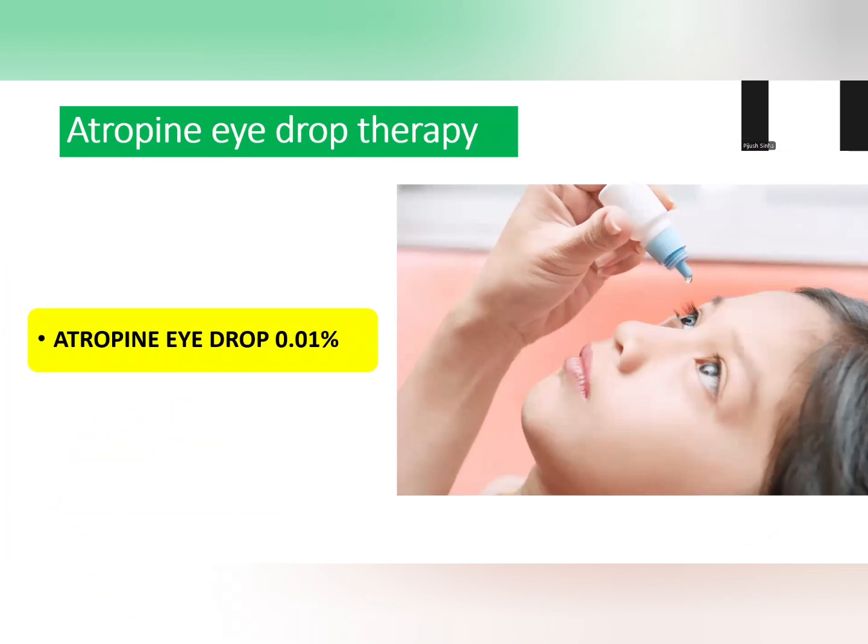But the concentration of this atropine 0.01%, which is used for myopia management, is quite low. So generally no side effect is seen in most of the cases because the concentration is very low. So it is seen to be quite effective.